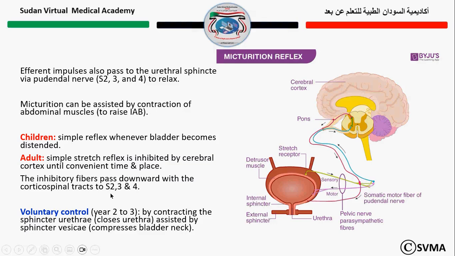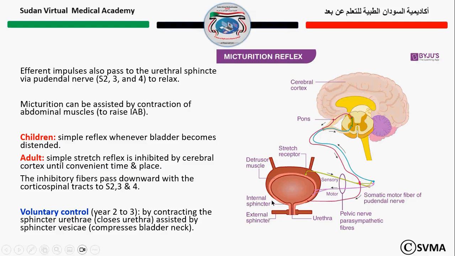The inhibitory fibers were at S2, 3 and 4. After that, we said from 2 to 3 years, voluntary control develops, meaning the child begins toilet training. They can keep urine by relaxing the detrusor and contracting the sphincter. The opposite happens when they want to pass urine, which is contracting the detrusor and relaxing the sphincter.